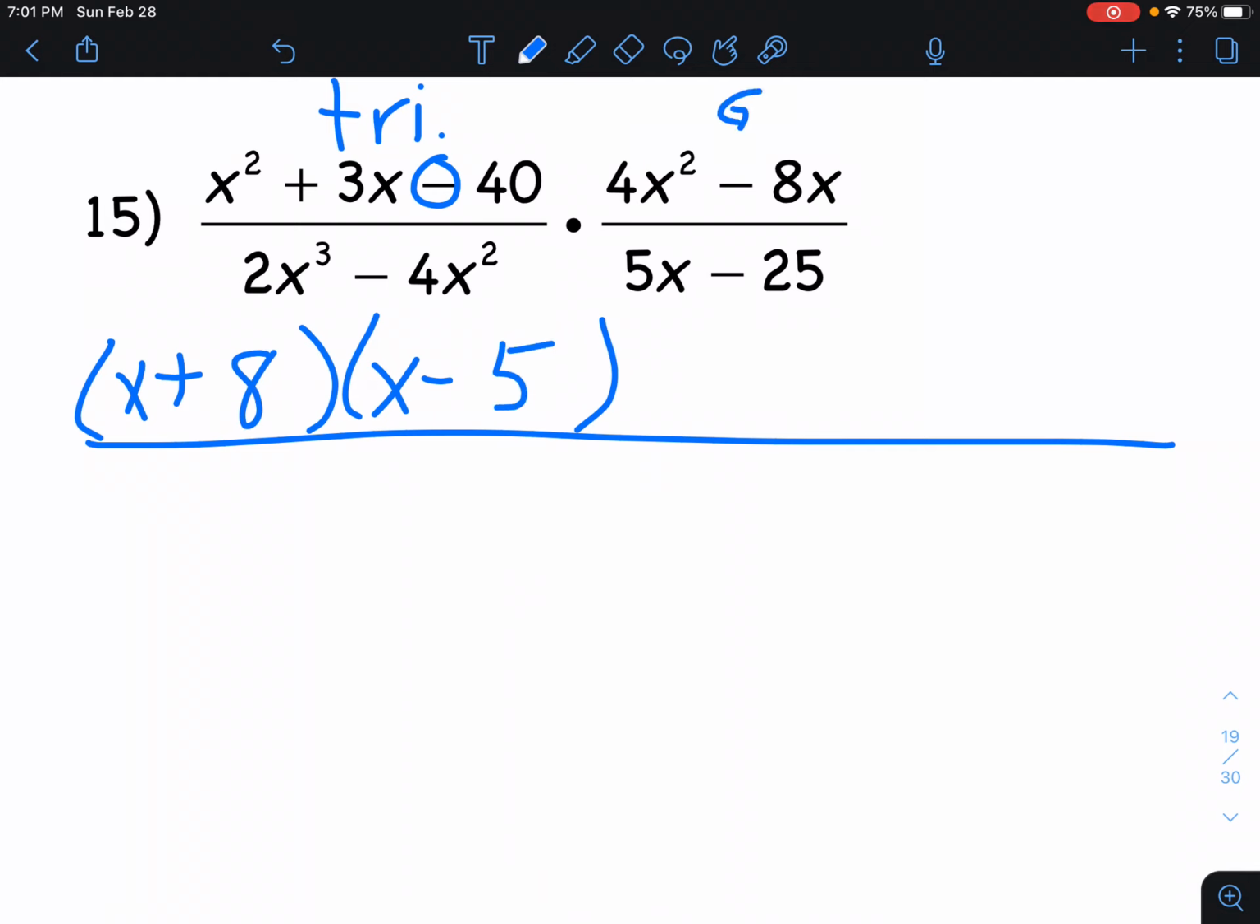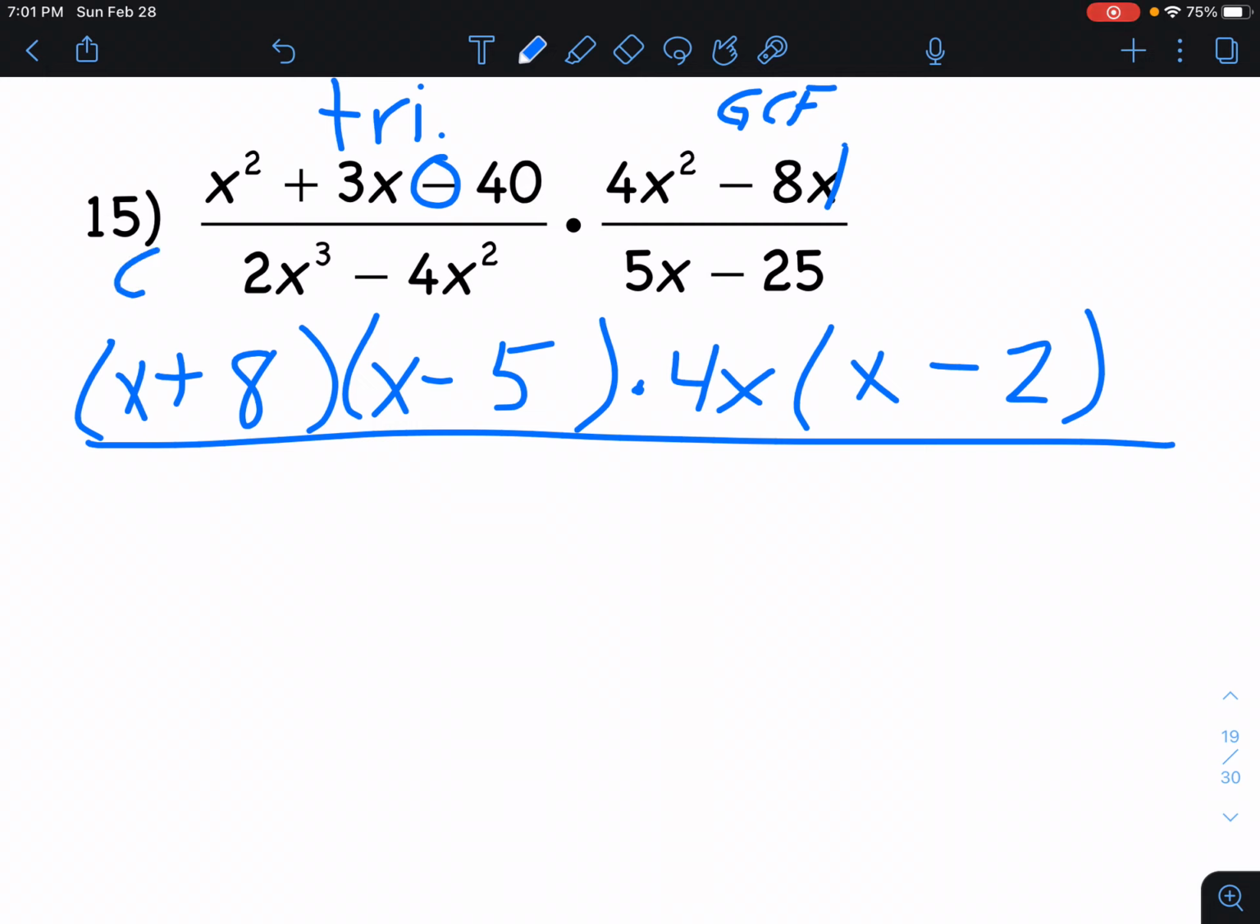Now the top right is a GCF. What is the GCF there? It would be 4x. And then carefully divide by 4x. So 4x to the second divided by 4x is 1x. Minus 8x divided by 4x would be 2. The x's would cancel there.